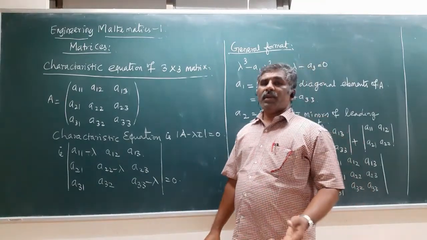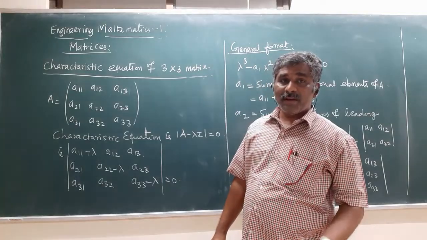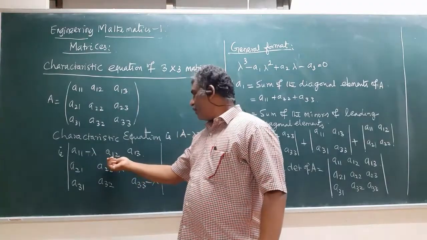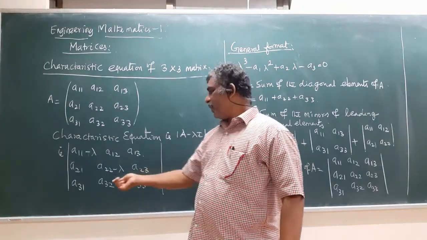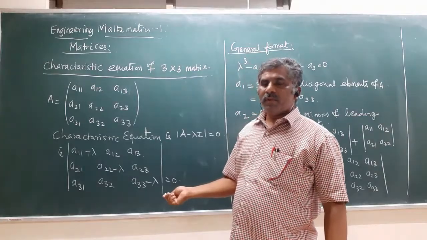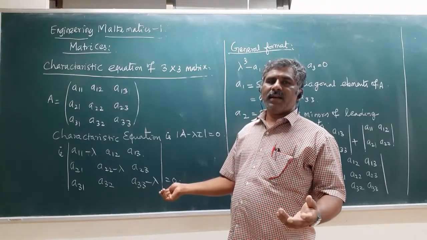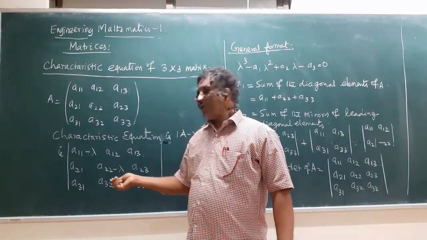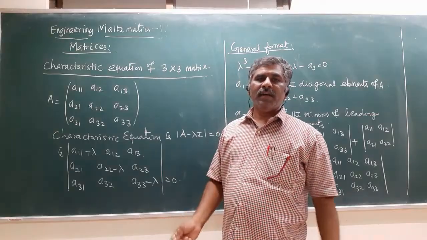So how to write A minus lambda I equal to 0 for the 3 by 3 matrix? You just subtract lambda in the diagonal elements only. That means A11 minus lambda, A12, A13, A21, A22 minus lambda, A23, A31, A32, A33 minus lambda equal to 0. We expand this determinant, and the resulting equation is the characteristic equation. Since the diagonal elements have minus lambda, you will get a cubic equation in lambda.